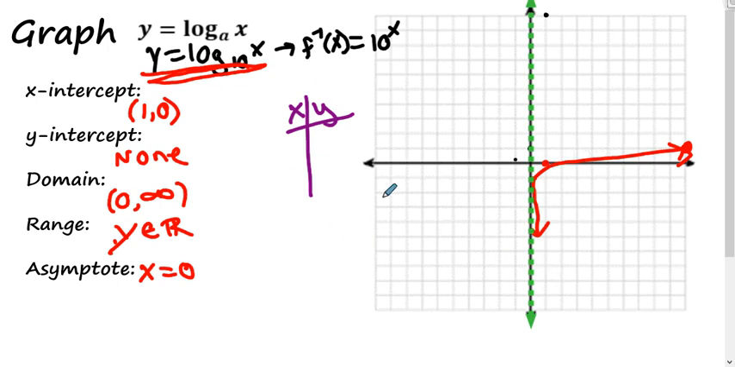I'll go through one in class that has lots of different transformations to give you a good encompassing feeling of, yes, I can do these. Okay, great job graphing logs.